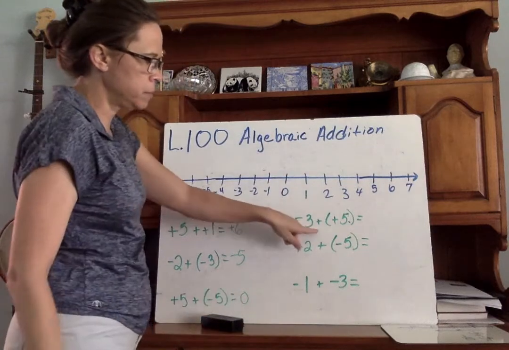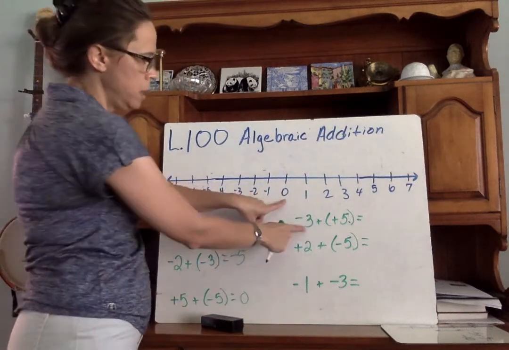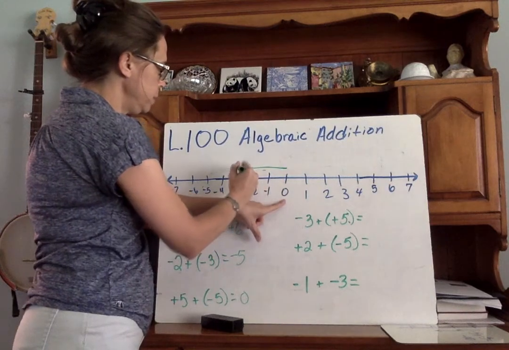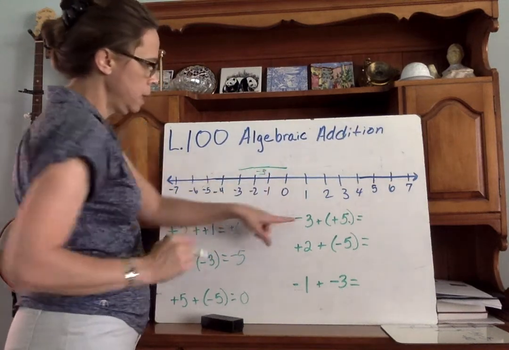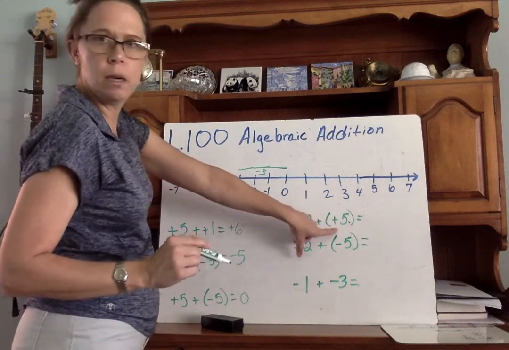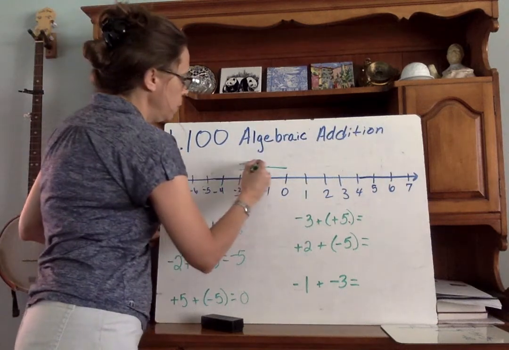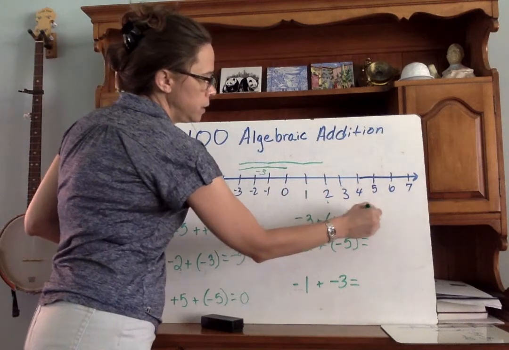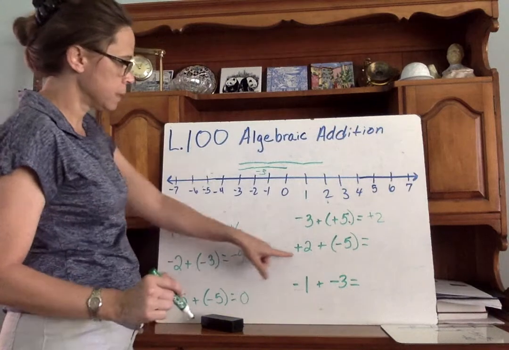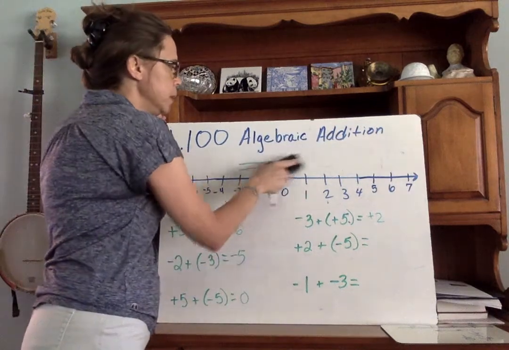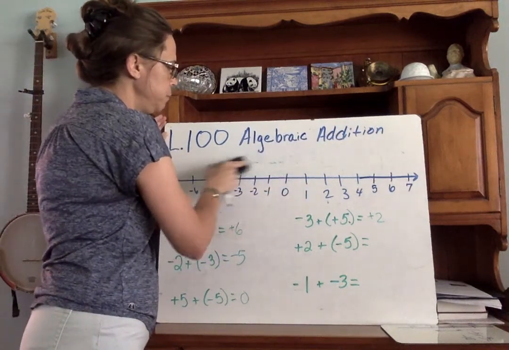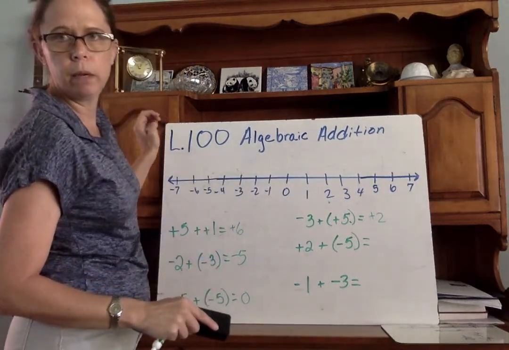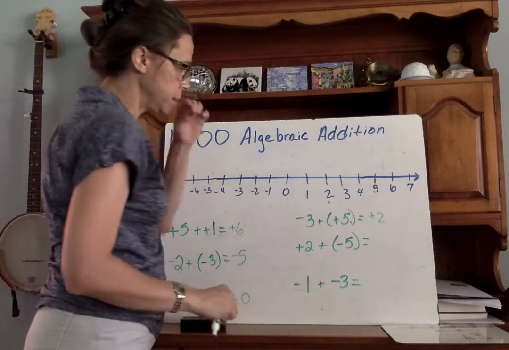Negative 3 plus positive 5. So I'm going to start at 0. I'm going to go 3 in the negative direction. 1, 2, 3, right? That's negative 3. And then it tells me to go 5 in the positive direction. 1, 2, 3, 4, 5. That takes me to positive 2. Okay? You guys see why a number line helps us to figure these out? Eventually you get to the point where you don't need the number line. Okay? But as we're starting out, we're going to use this number line.